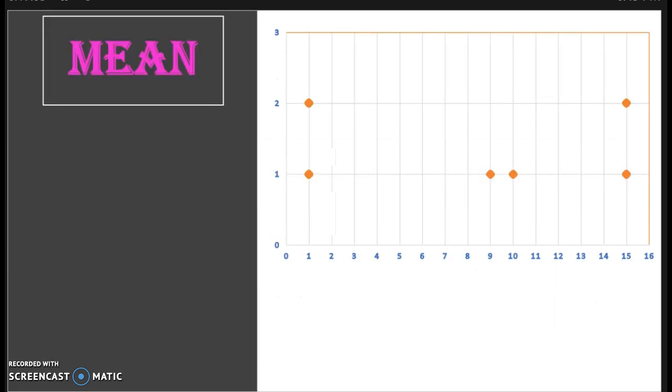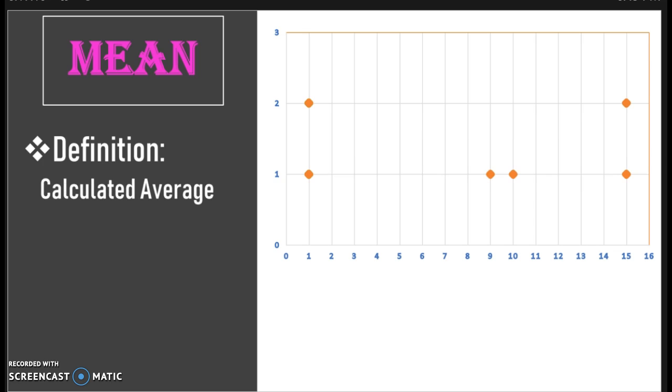Now we'll take a look at the mean. The mean is the calculated average of all the data points. The mean is typically found by first adding all of the data points together.